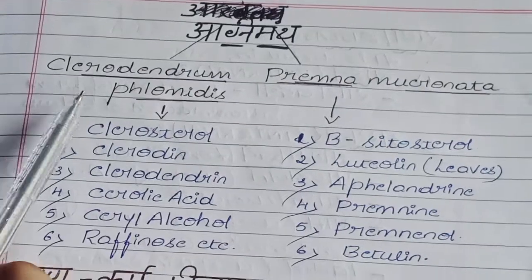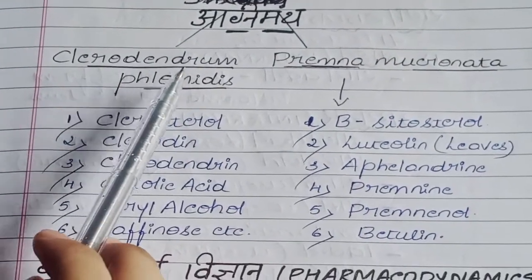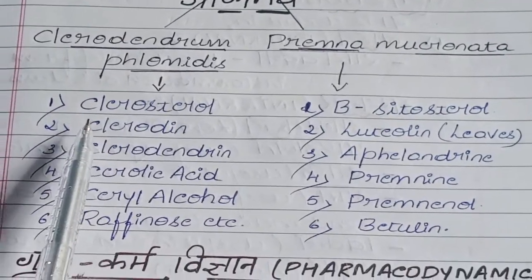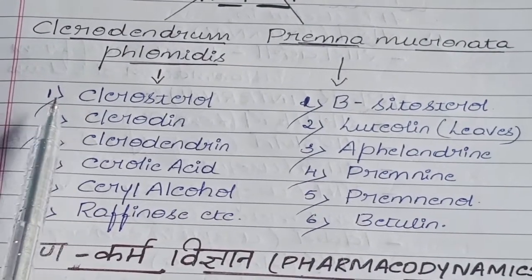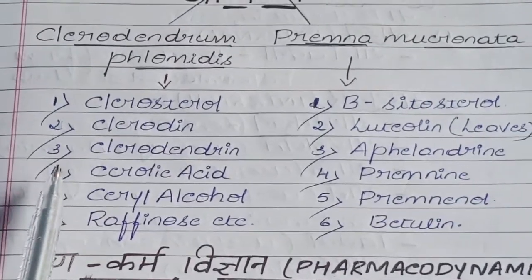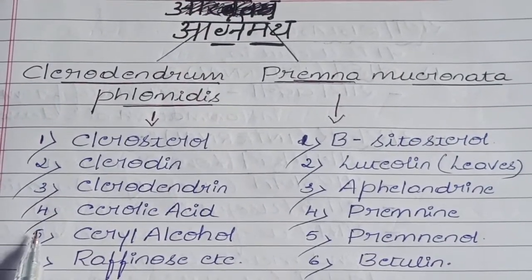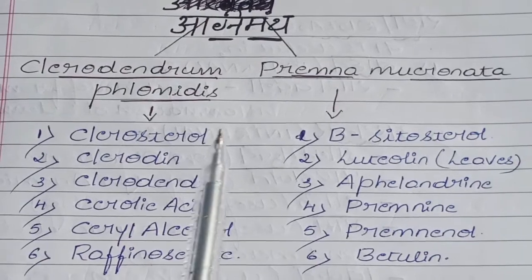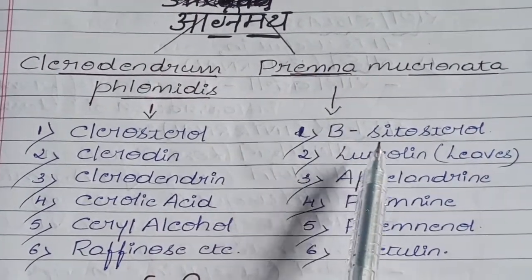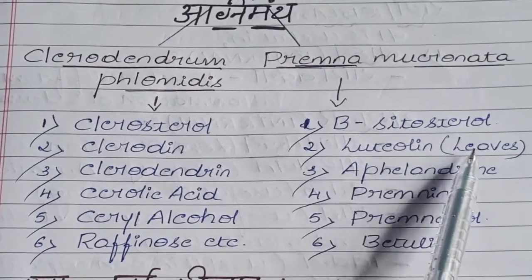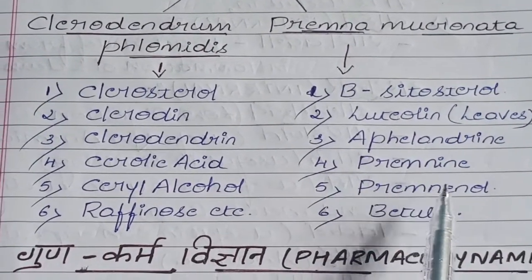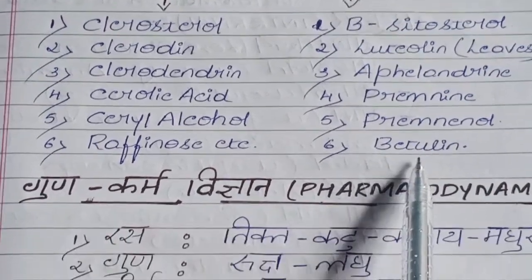Coming to the chemical composition of the drug. As I have said earlier, it is of two types, Clerodendron phlomidis and Premna mucronata. Chemical composition of Clerodendron phlomidis are clerosterol, clerodin, clerodendrin, cerotic acid, ceryl alcohol and raffinose. And chemical composition of Premna mucronata are beta-sitosterol, luteolin, that is in leaves, and aphelandrine, premnine, premnenol and betulin.